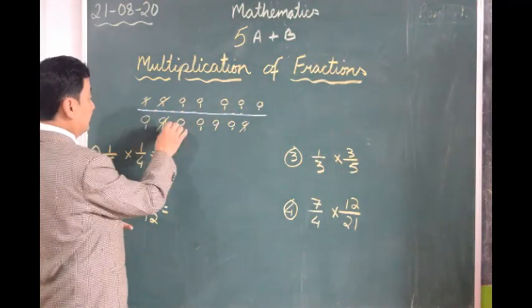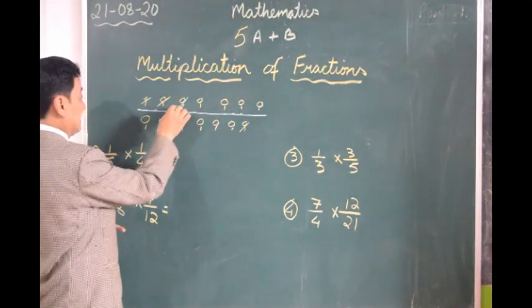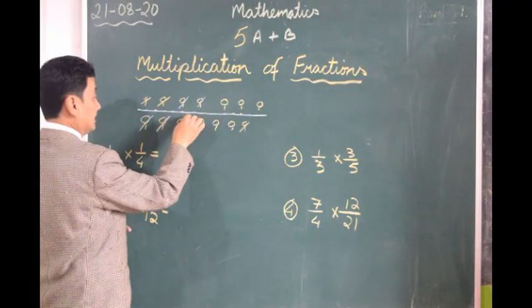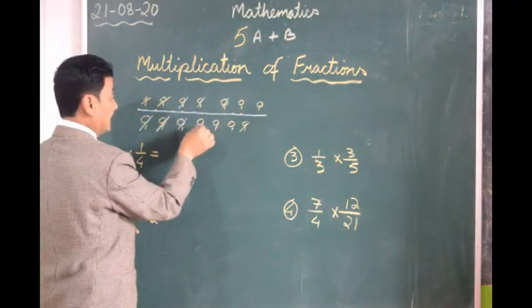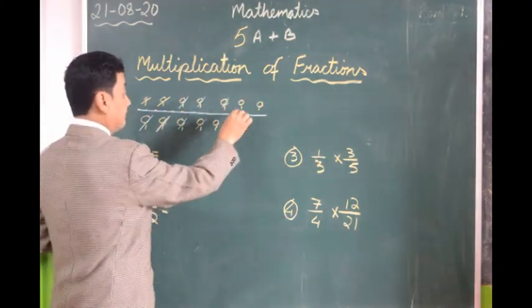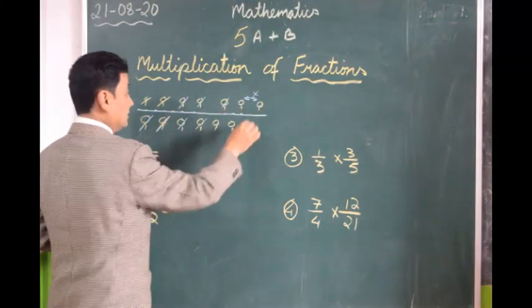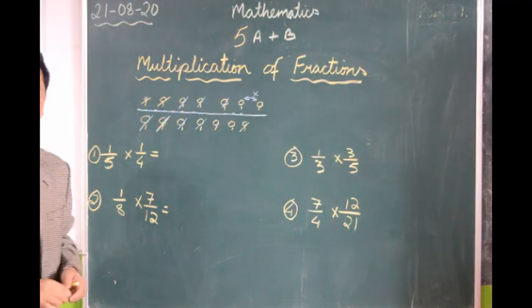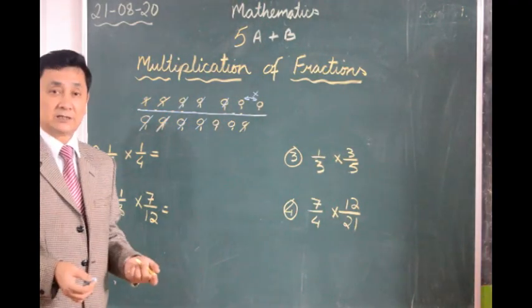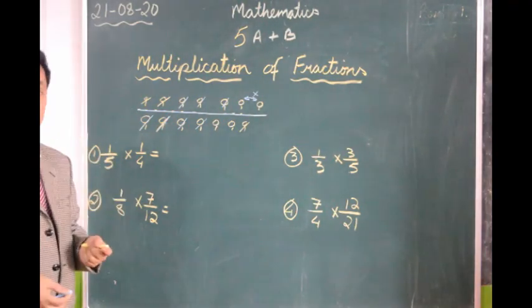So, this one you can cancel with this. This can cancel with this. This one can cancel with this, and this one with this one. But not side by side. You cannot target your own friends. So to understand better, let's do the sums.